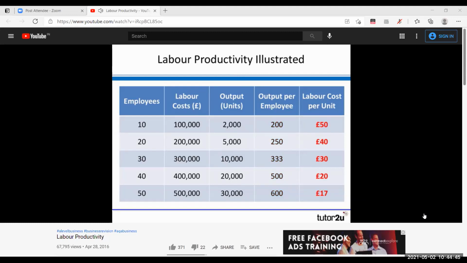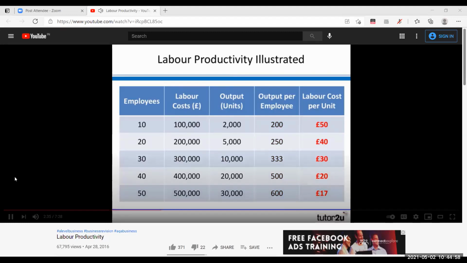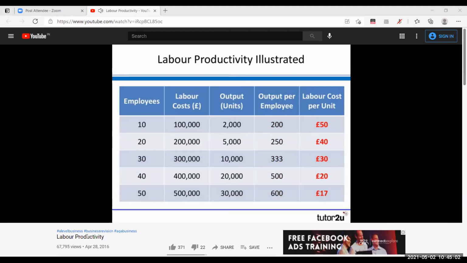And another calculation you can do is to take all the labour costs there and divide them by the output of units to work out what the labour cost per unit is. And we can see this example. So with 40 employees, if they can achieve 20,000 units of output, then the labour cost per unit is 20, which is significantly lower than the less productive level of just 2,000 outputs from 10 employees.